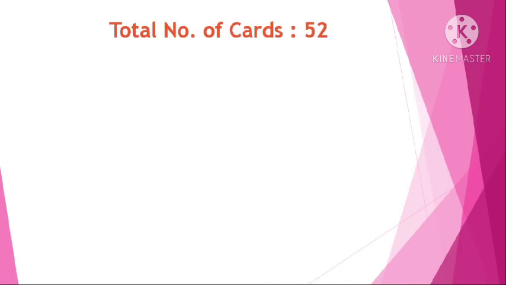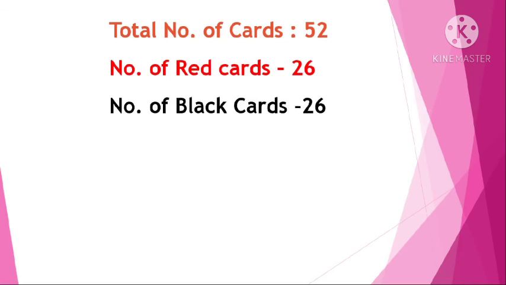So there are a total of 52 cards, then the total number of red cards is 26, and the total number of black cards is 26. How did 26 come? Because all the heart cards and diamond cards are in red color, 13 plus 13, that is 26. The number of black cards is the total spade cards plus the total club cards, so it is 26.